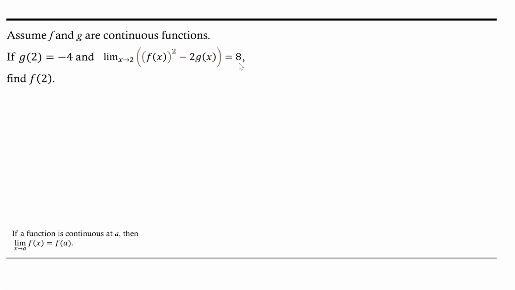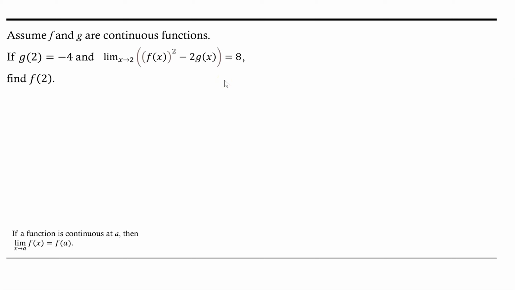Now notice we know the value of the limit. We're not trying to find the limit. We know that the limit is 8. What we're trying to find is the value of the function f when x is equal to 2. We have sufficient information here, and we're going to apply the limit laws and work our way through this.